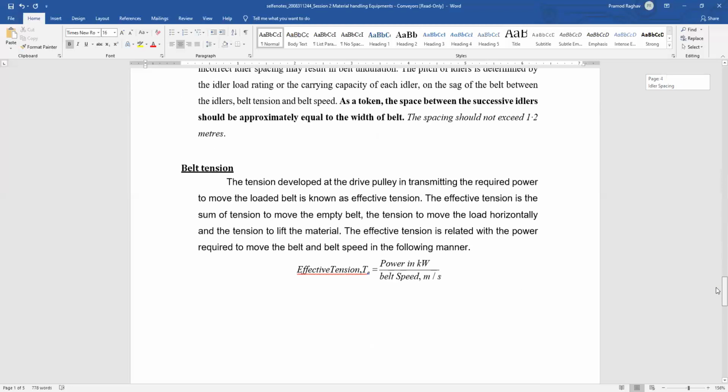And then belt tension is very important, because if the belt is not tensed, there will be loosening of the belt, and then the conveying of the material will not be proper. And the effective tension of the belt can be calculated by the formula given here. Effective tension is nothing but equal to power in kilowatt divided by the belt speed in meter per second. So that provides you the effective tension, that how much effective tension will be there in the belt. So that was all about the belt conveyor.